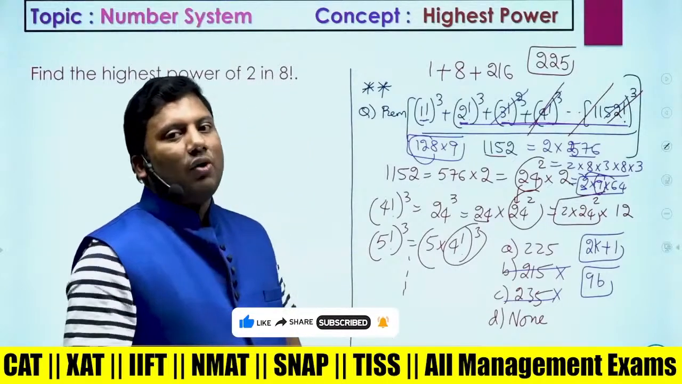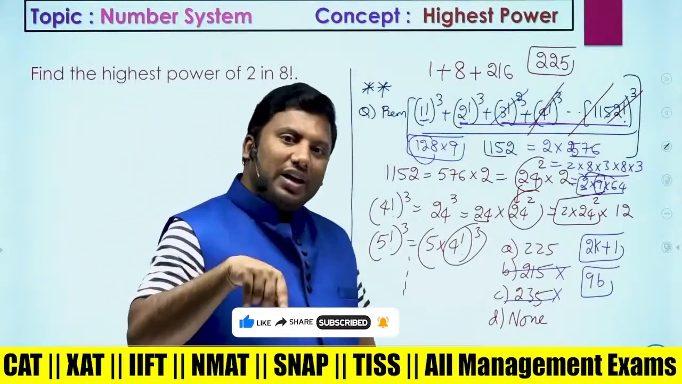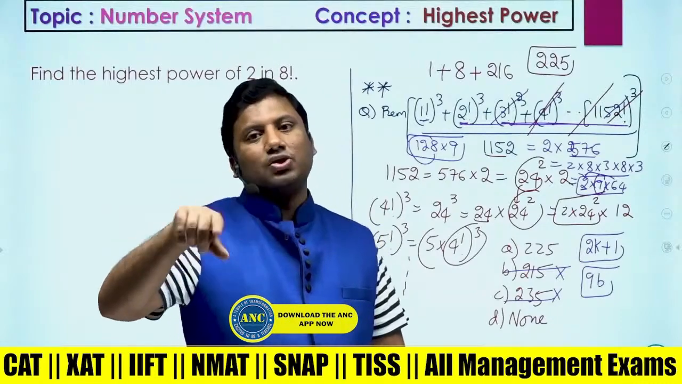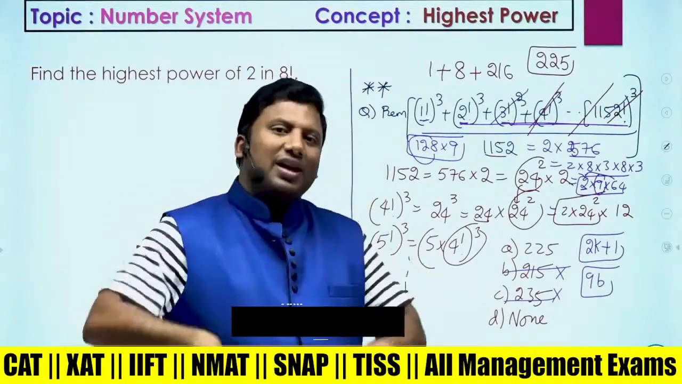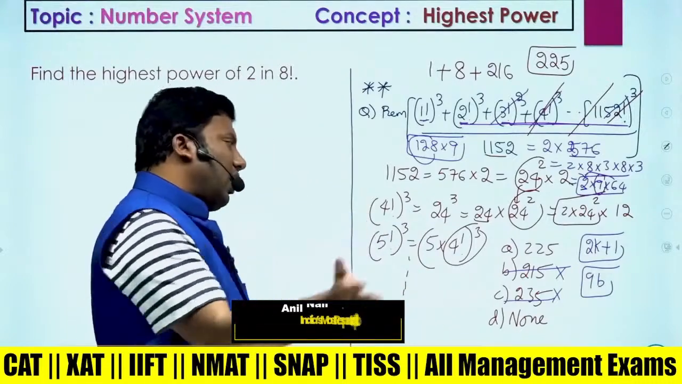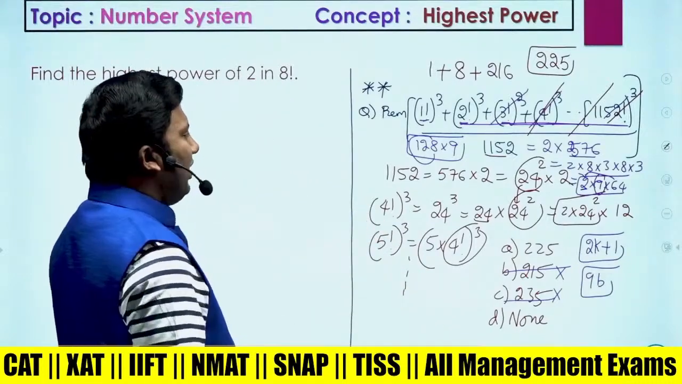I discussed how to do 63. Actually, you need to write it as 9 into 7, even if you write it as 3 into 3 into 7. If a number is not divisible by 3, how can it be divisible by 9? So you can use that logic to eliminate the answer option.